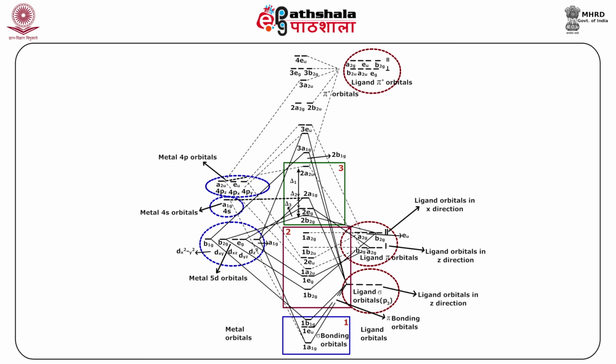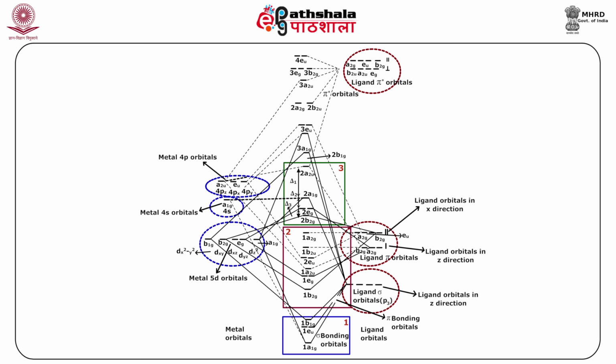Let us take an example of the platinum complex, which forms a perfect square planar complex. The molecular orbital diagram constructed for the complex seems very complicated as displayed, but it can be understood if it is broken down in pieces. On the left side of the diagram are the metal orbitals, namely 5d, 4s and 4p, and on the right are the ligand based orbitals.